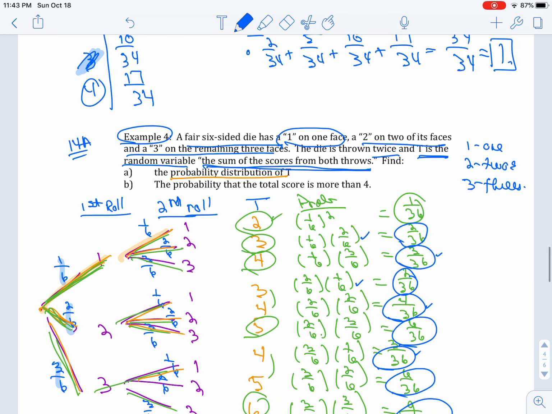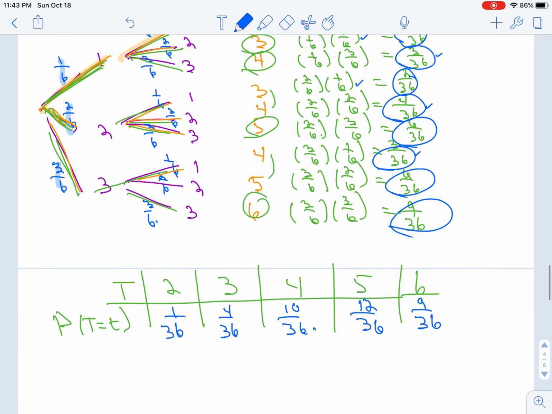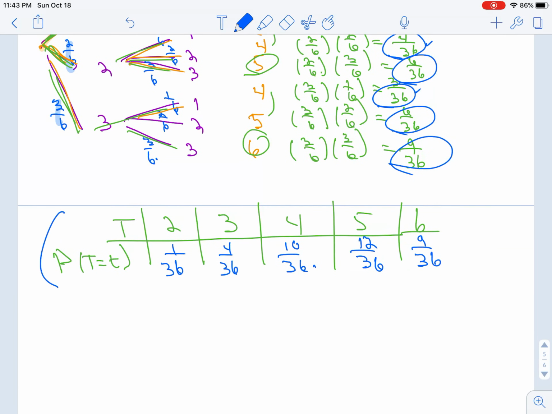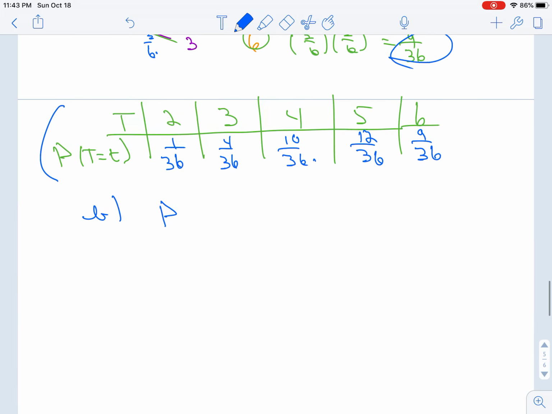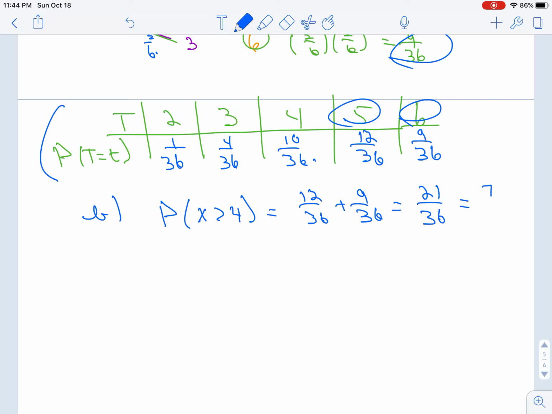So that's the first part of the question. The second part asks, what's the probability that the total score was more than 4? Once you have this set up, you want the probability that T is greater than 4. That's the same as the probability that it is either a 5 or a 6. So it's 12/36 plus 9/36, which is equal to 21/36. If I divide both by 3, I get 7/12.